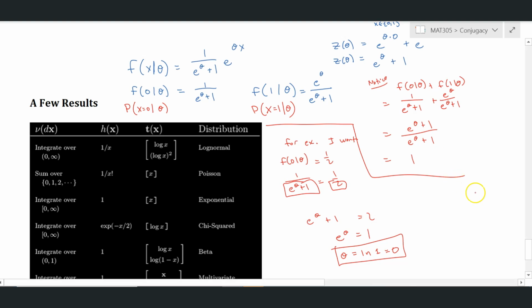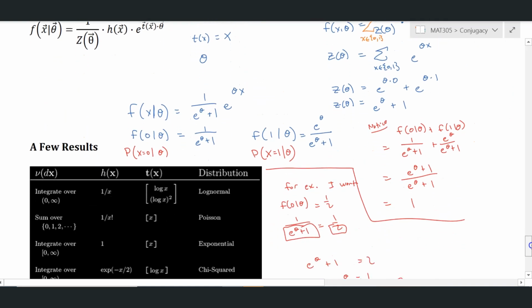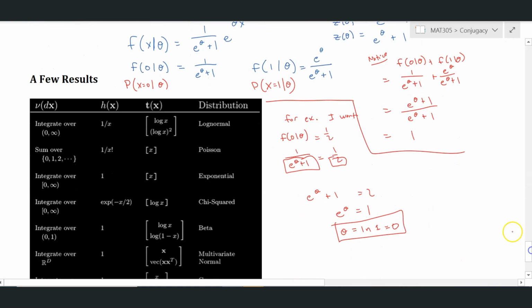Now, as far as what we've just established here, we have written a PDF that is part of the exponential family, and it simultaneously models something where there are two events, binary, 1 or 0, and that is called a Bernoulli distribution.